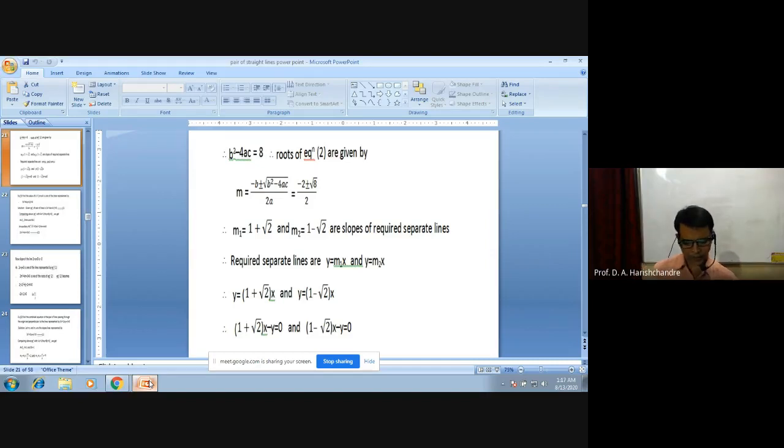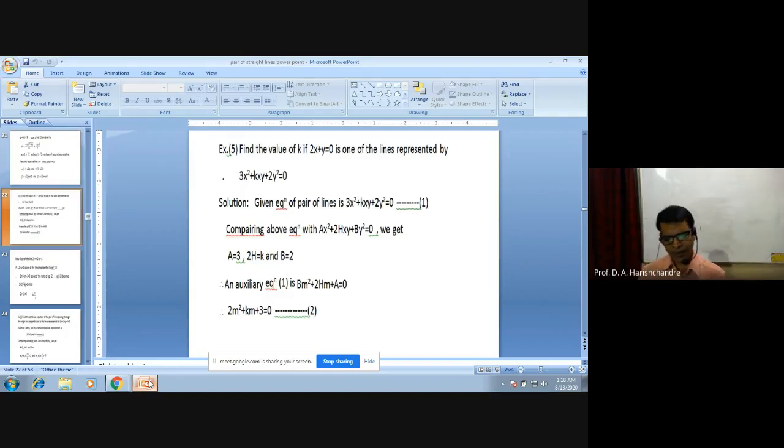Shift y to the right side in each of these two equations. So the equation of each line can be written in the standard form, and the standard form of the equation of each line will be 1 plus root 2 into x minus y is equal to 0 and 1 minus root 2 into x minus y is equal to 0.